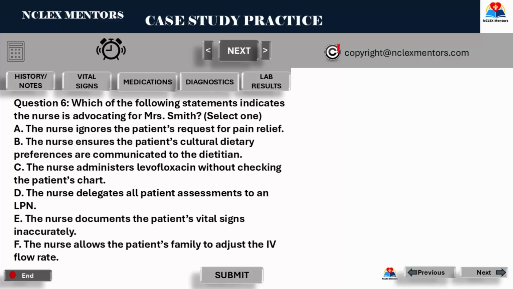The fourth option is the nurse delegates all patient assessments to an LPN. The fifth option is the nurse documents the patient's vital signs inaccurately. The sixth option is the nurse allows the patient's family to adjust the IV flow rate. Think about patient advocacy.